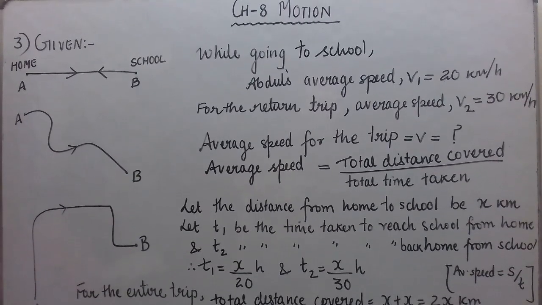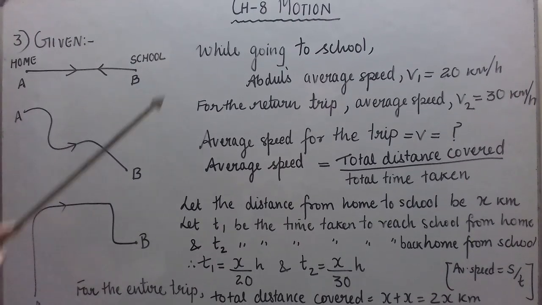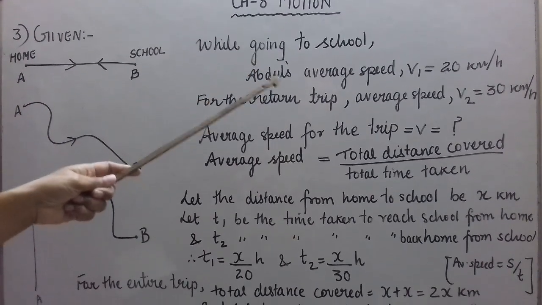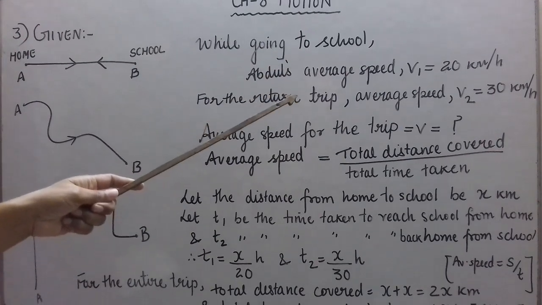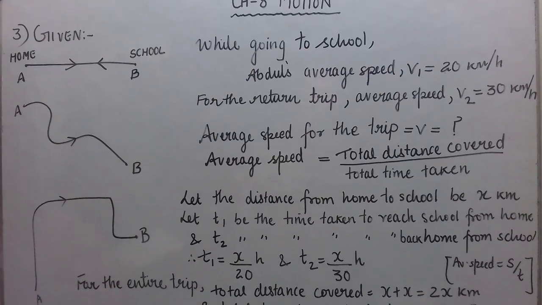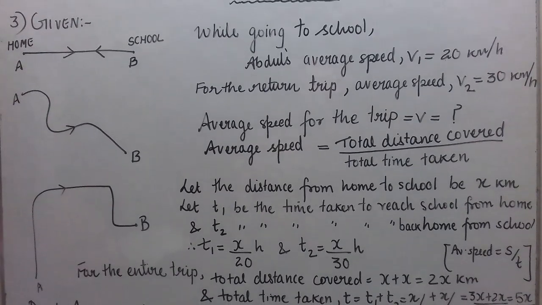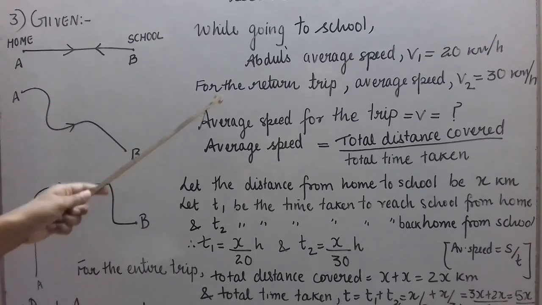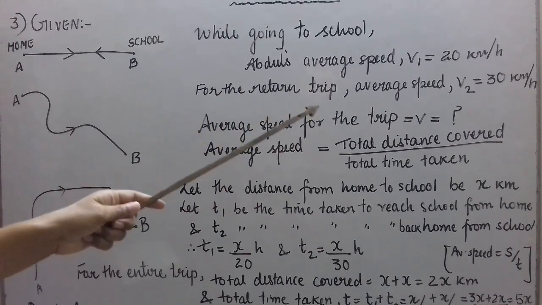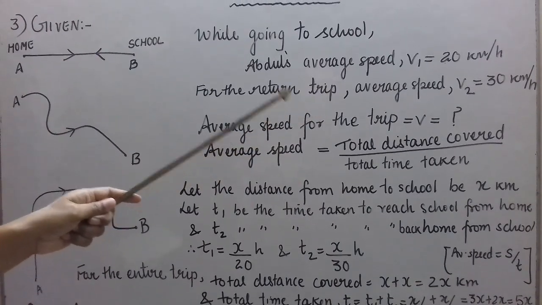Abdul, while driving to school, computes the average speed for his trip to be 20 km per hour. So I have written here, given: while going to school, Abdul's average speed, which I have denoted by V1, is equal to 20 km per hour. On his return trip along the same route, there is less traffic and the average speed is 30 km per hour. For the return trip, that is from school back to home, the average speed is V2, which is 30 km per hour.